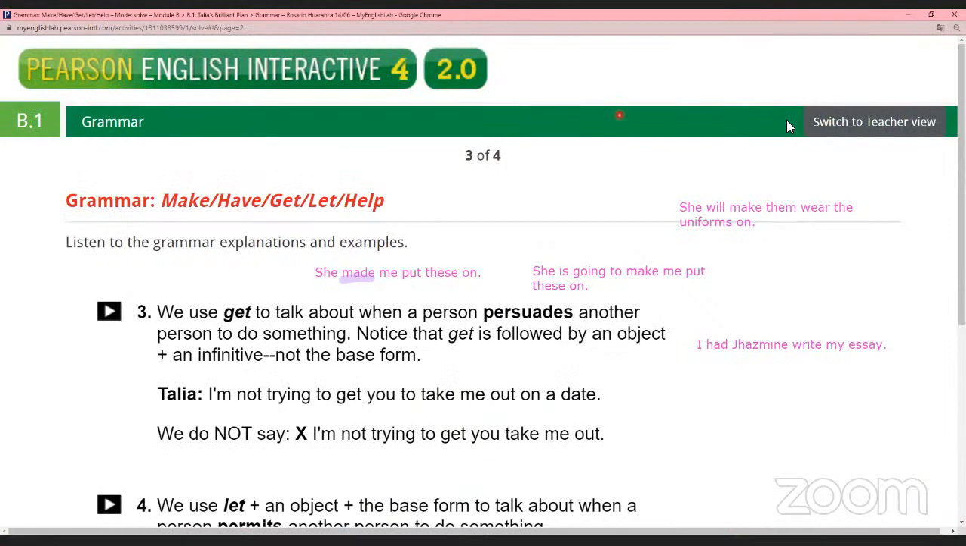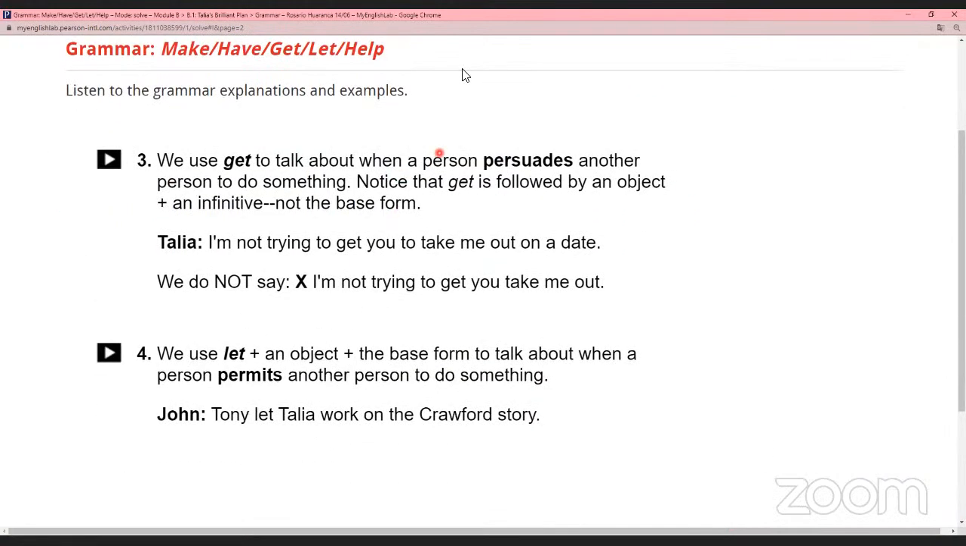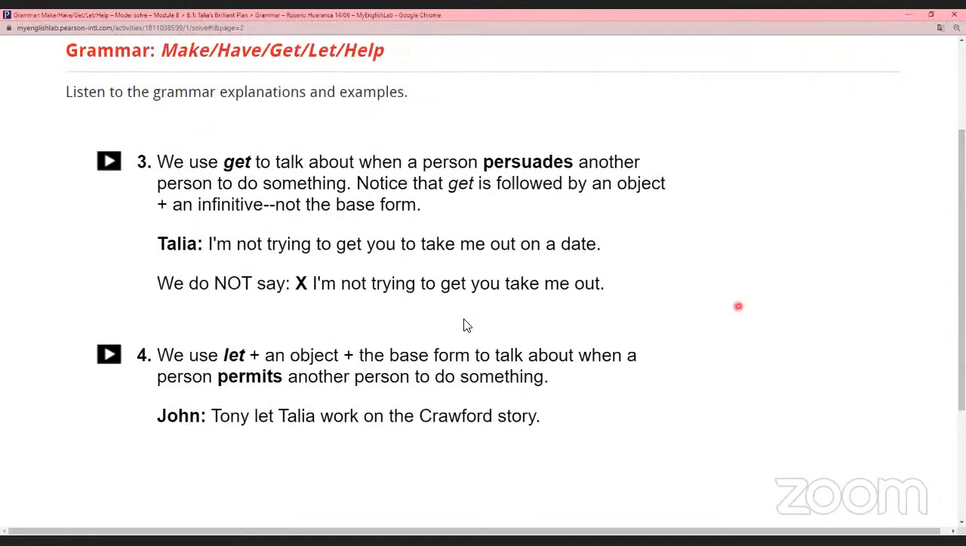I'm going to erase my whiteboard because it is terrible. Okay, now we're going to continue with get. So it has a different structure, as I told you at the beginning. Not all the causative verbs follow the same structure, and we have this particular causative verb, get. So let's see what it says. We use get to talk about when a person persuades another person to do something. Notice that get is followed by an object plus an infinitive, not the base form.